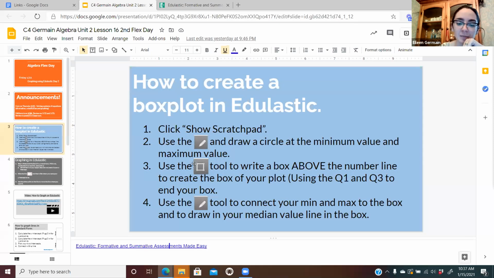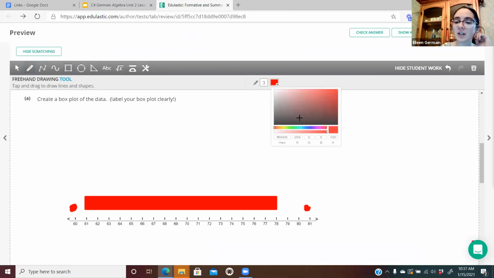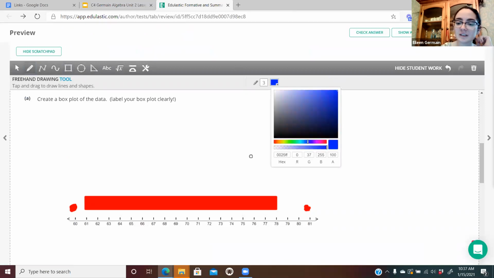Then if you look at step number 4, you use your line tool again to connect your minimum and maximum to the box, drawing in your whisker, and draw the median value line in the box. So you're going to use this writing tool again. I'm going to change the color so that I can really see the difference.